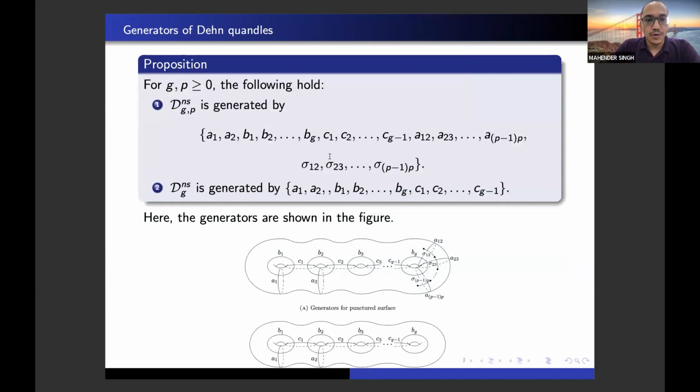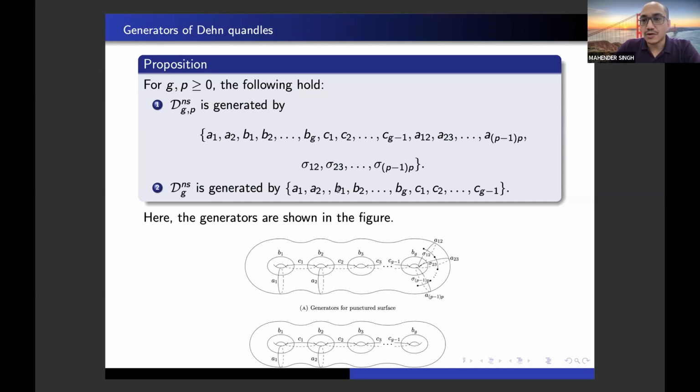And in fact, from one of the first propositions that I mentioned, if you have a Dehn quandle of a surface with respect to a generating set, then the same set generates the Dehn quandle as a quandle. So therefore, Dehn quandle DGP NS is generated by isotopic classes of these curves, and DG NS is generated by isotopic classes of these curves. These curves you can see in the figure as follows. So A1, A2 are the meridians, B1 to BG are around each genus, C1 to C are these curves, and A1 to A23 are the curves which are transverse to the segments. Okay. And similarly, if you don't have punctures, then the picture is even simpler.